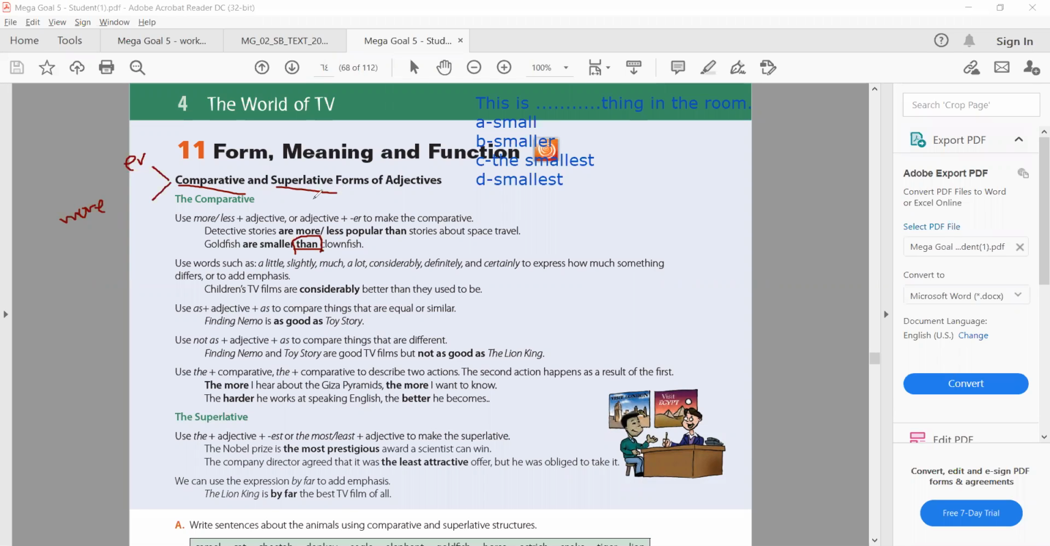In the superlative form, if I know that this is a superlative form, I have two choices: EST at the end of the short adjective, which is the one that I add ER to, or if it's a long adjective, I add most before the adjective. And in both of them I have to add the before the adjective. This is the only thing that you should pay attention to in this page.